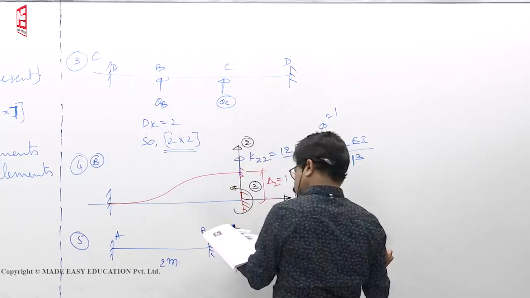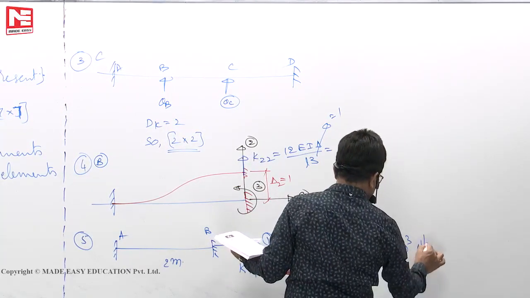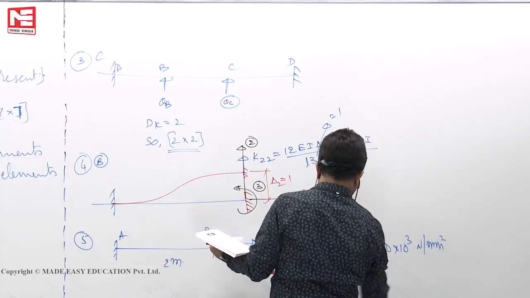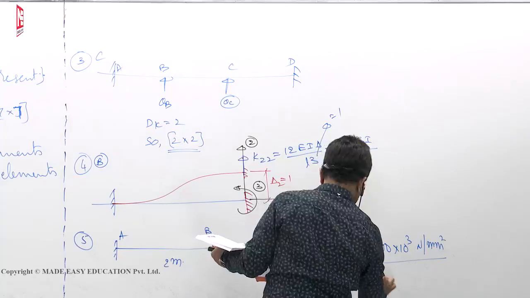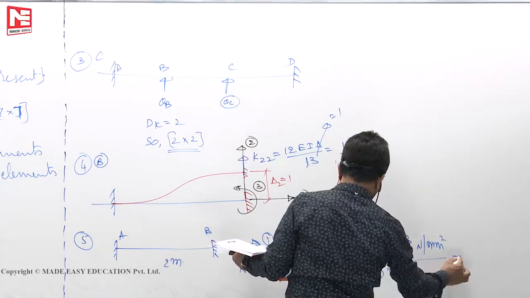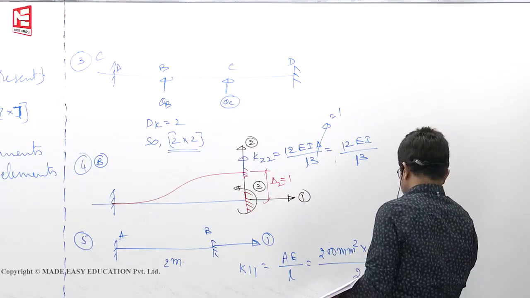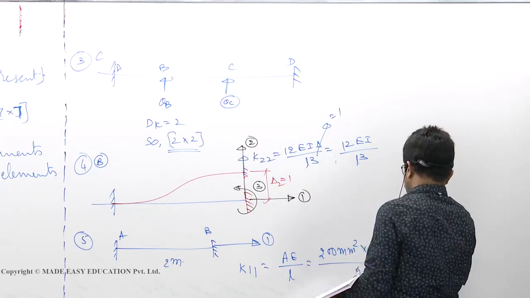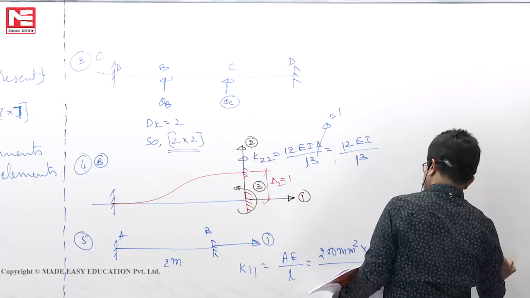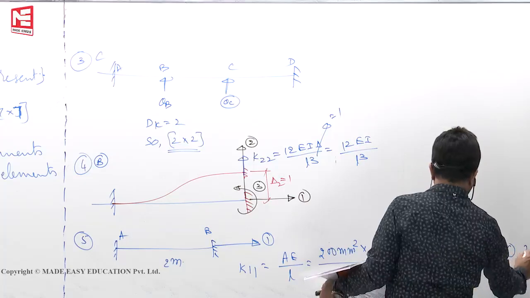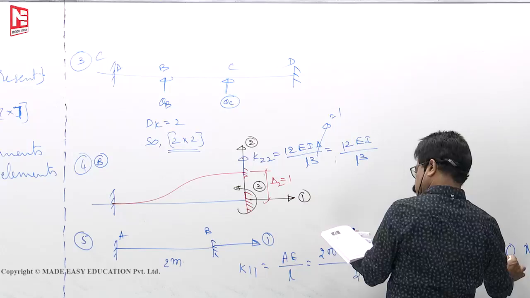Young's modulus is 200 GPa. So 200 into 10 cube newtons per mm square. AE by length. What is the length? 2 meters. That means 2000 mm. So 200, you will get 3 zeros gone. Then 2 is also gone. So 4 zeros. That means you will get 2 into 10 to the power of 4.